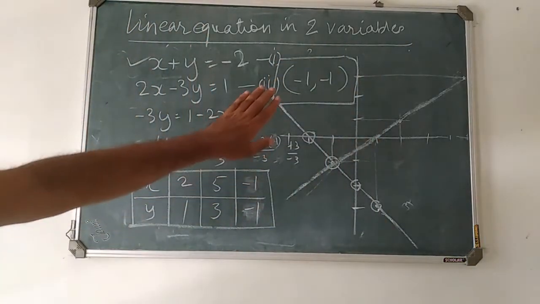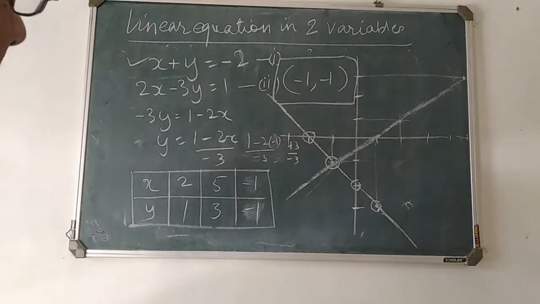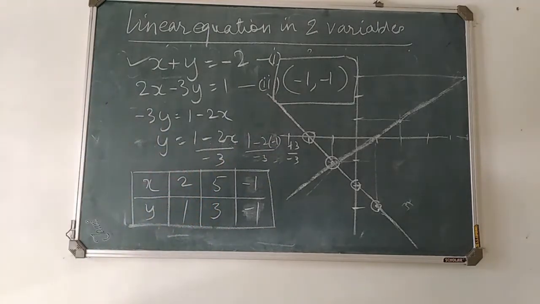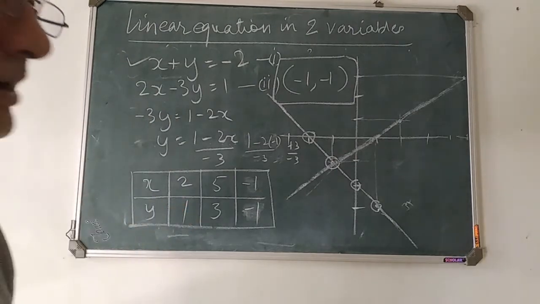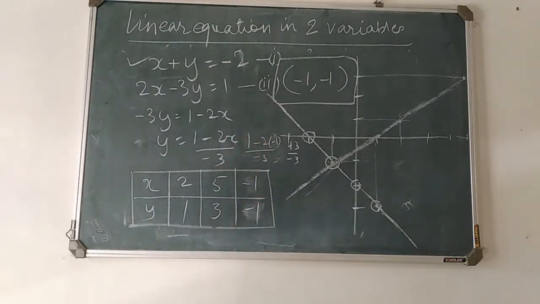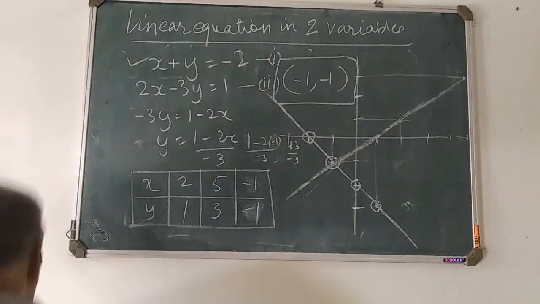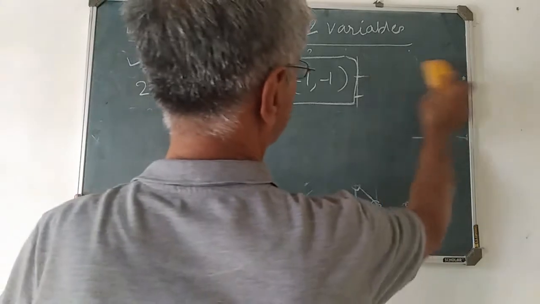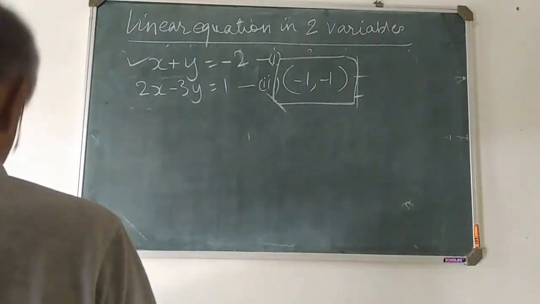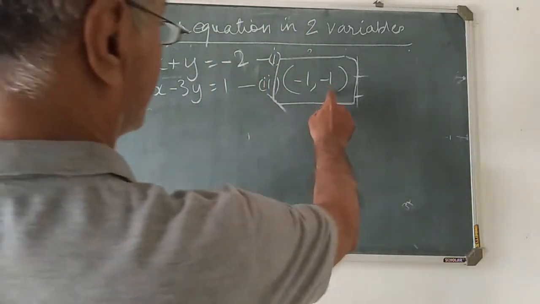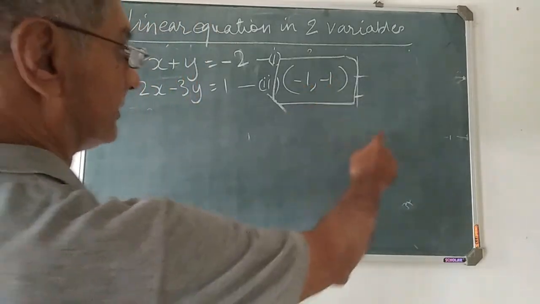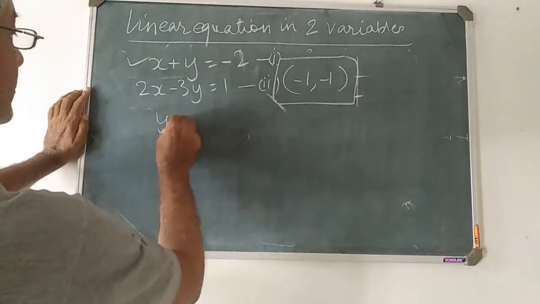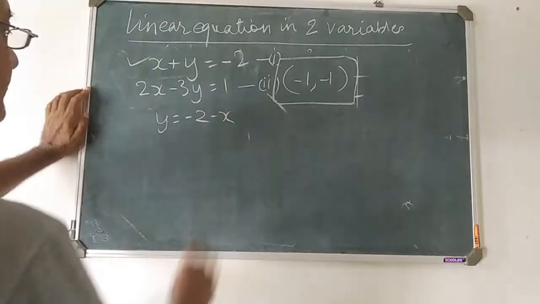Okay. Now let us verify this by the substitution method. Okay, let us verify this by substitution method. We'll erase all this graph we have already done. Now we are doing by substitution method. We have taken this answer as minus 1 and minus 1 from the graph. Now here y is equal to minus 2 minus x.